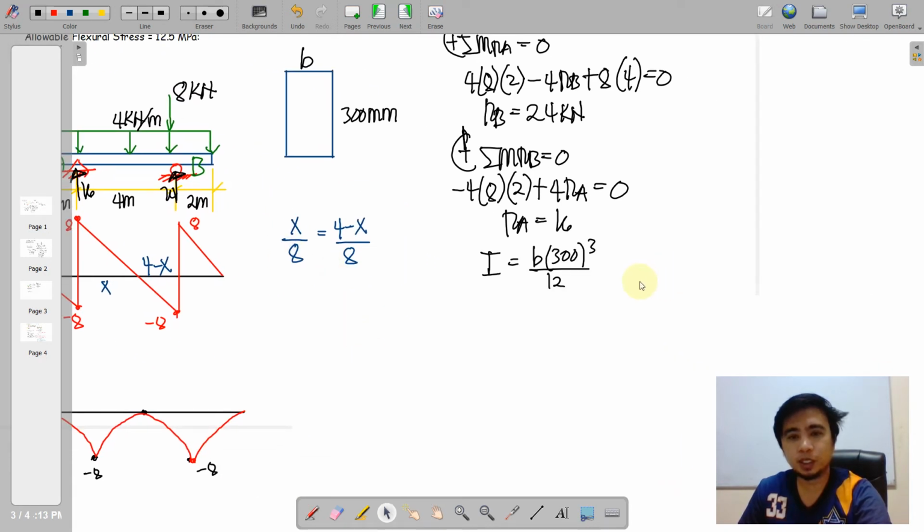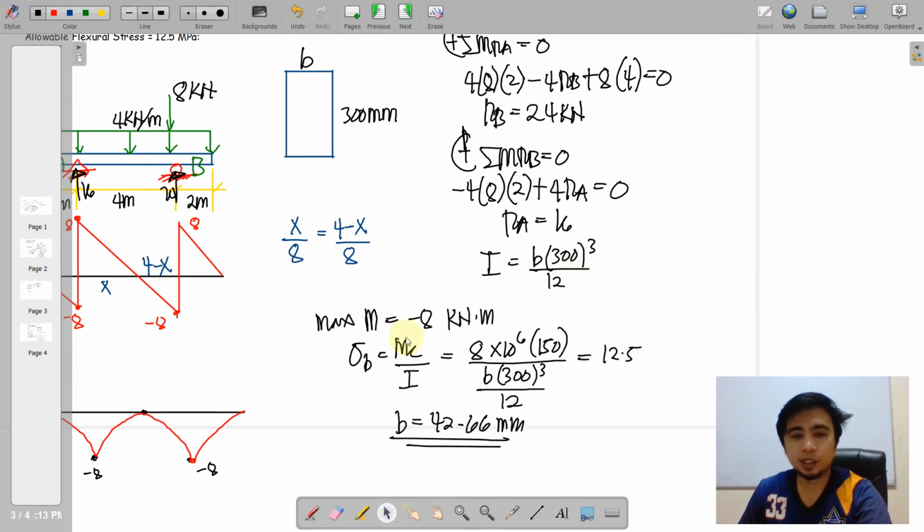And then we note that I is equal to BH cubed all over 12. And the maximum moment is negative 8. So you just have to substitute in this formula, equating it to your allowable 12.5 megapascal. So we come up with 42.66 millimeter width for this particular beam. So meaning this is the minimum requirement for us not to exceed the allowable shearing stress, or allowable bending stress, I should say.